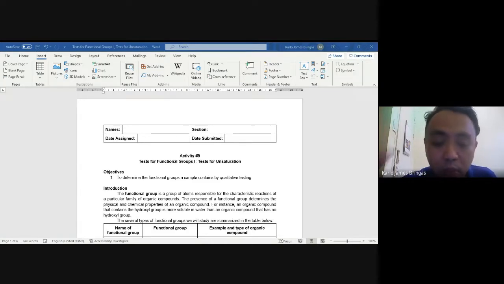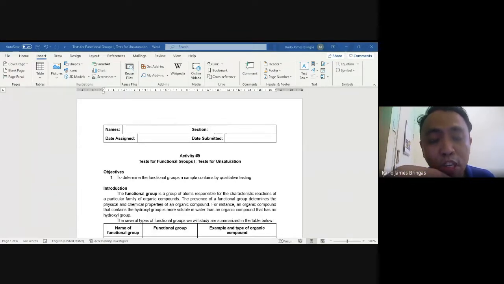So last time that we had our meeting, we talked about our Lewis structure. The Lewis structure helped us to be able to represent our compounds. This time, we now go into our functional groups and how in the laboratory we can test for the presence of a particular functional group.